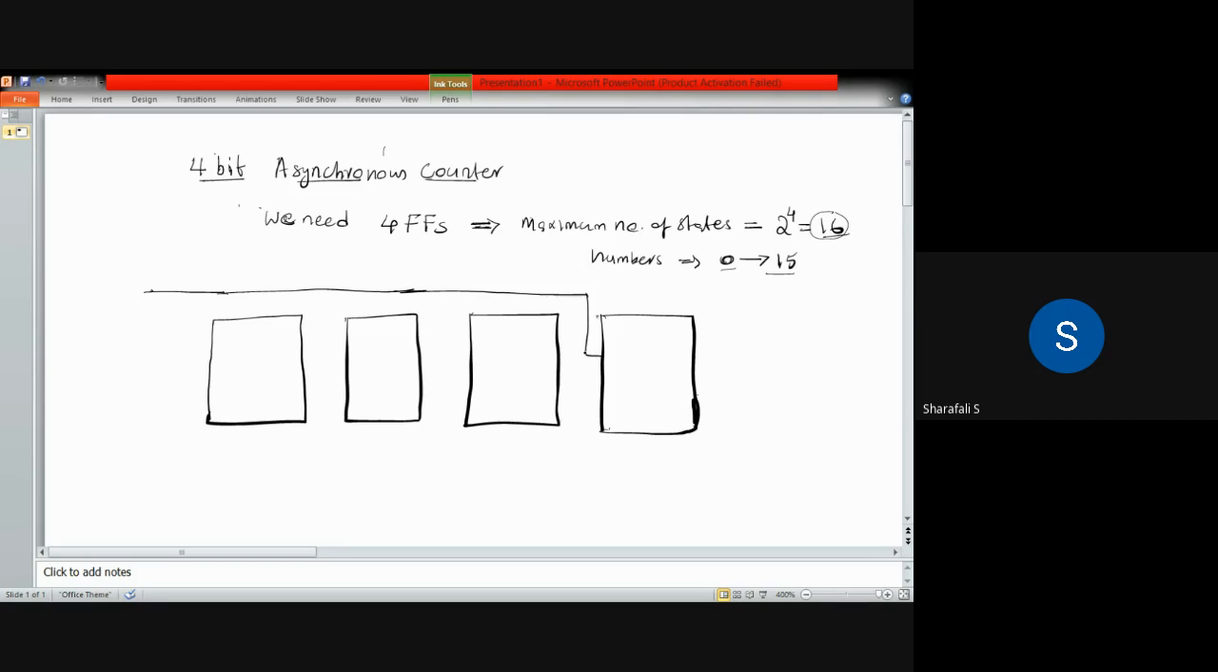Here also we are having the same logic 1. And these flip-flops are also having same logic 1. And consider this as your J0, K0, J1, K1, J2, K2, J3, K3.